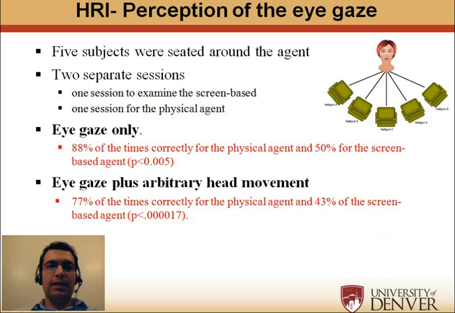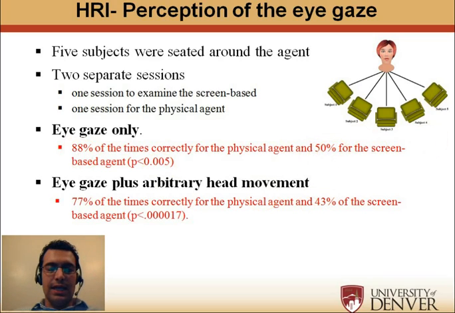In the third experiment, we evaluated perception of eye gaze in the physical agent versus the screen-based agent. In this experiment, 5 subjects were seated around the agent in 2 separate sessions, 1 session for the screen-based agent and 1 session for the physical agent. We performed 2 different experiments here. In one, the agent looked straight and only the eye gaze was shifted. Participants perceived mutual eye gaze correctly 88% of the time for the physical agent versus 50% of the time for the screen-based agent.